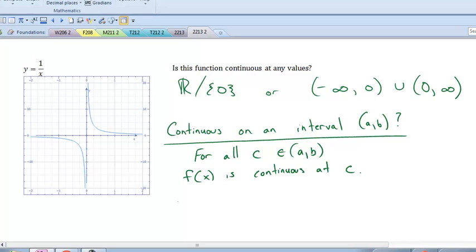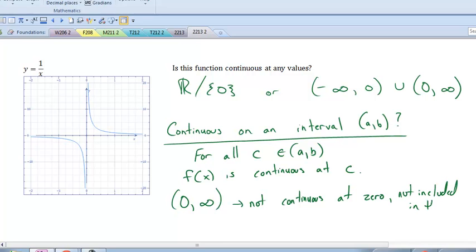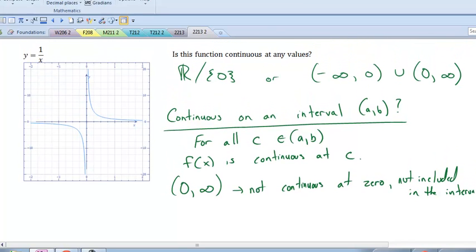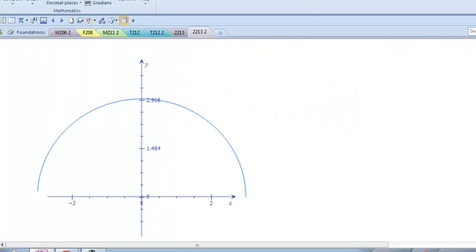So if I want to talk about this rational function being continuous on the interval from 0 to infinity, I would just have to make sure that I was continuous at all values. Not at 0, though. We're not continuous at 0, but we don't include it. It's not included in the interval. Which just leaves the last question: what if we wanted to include the endpoints? What if we had a function where we wanted to include particular interval breaks, like the following?